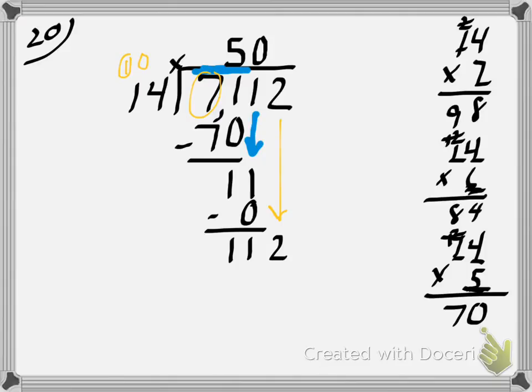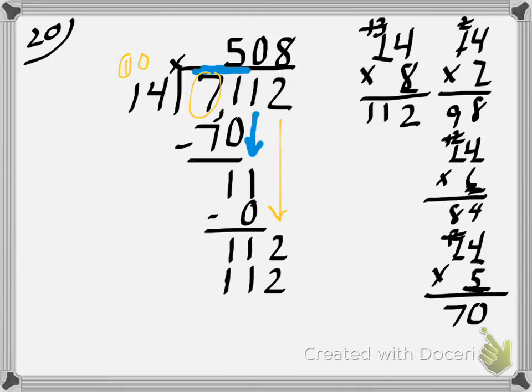So we get 112. And if we take a look here, we can see we have 98, which is pretty close. So let's go ahead and try 14 times 8. And 8 times 4 is 32, carry a 3. 8 times 1 is 8. 9, 10, 11. It comes out to 112 exactly. So this goes in 8 times, which is 112, which gives us 0, which means we have no remainder. So we have 508 as our answer.